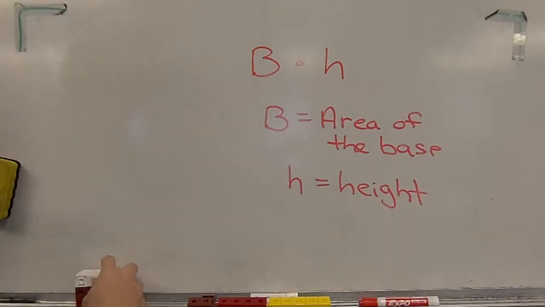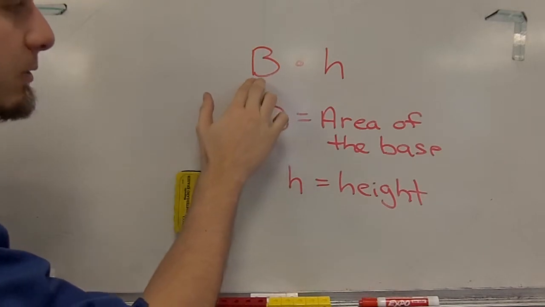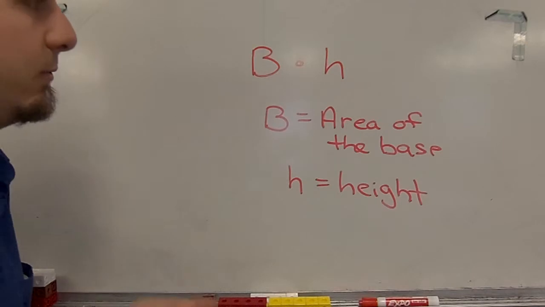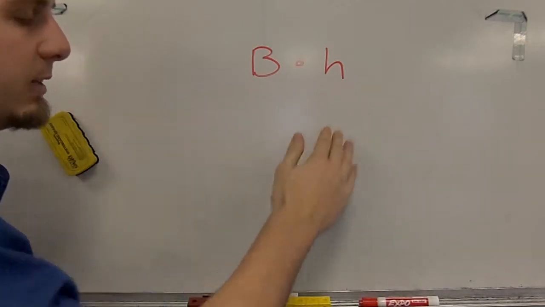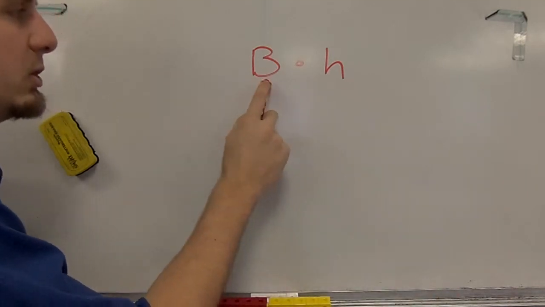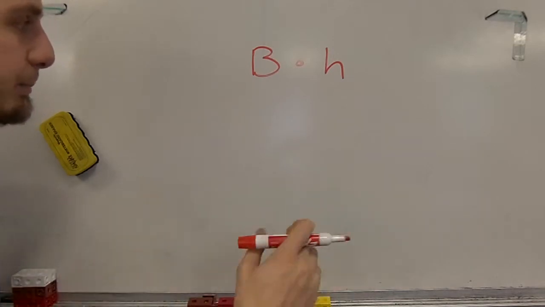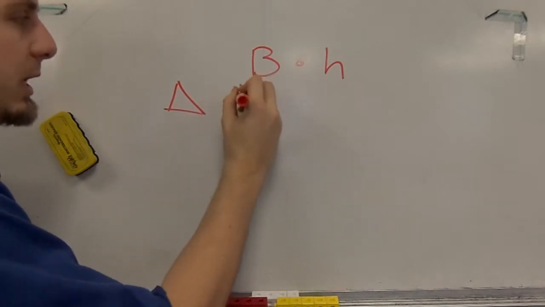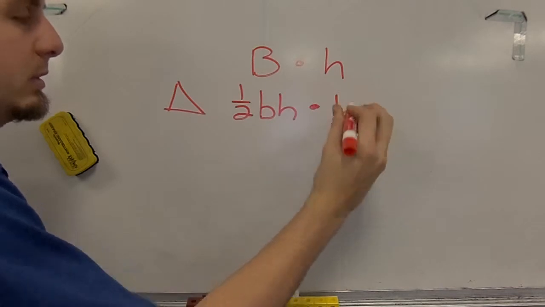The only thing that's going to change about this formula is what you actually plug in for B. The height, you just plug in whatever the height is of the figure. If the height's 7, you're going to plug in 7. If the height's 8, you plug in 8. If the height's 10, you plug in 10. The only thing that changes here is what you plug in for the base, because if the base is a triangle, then you would have 1/2 base times height times height.